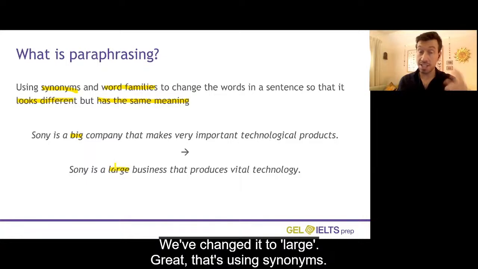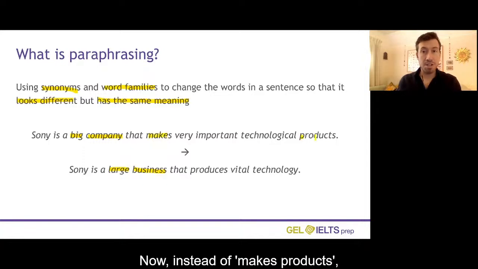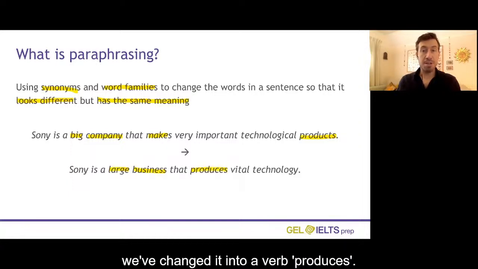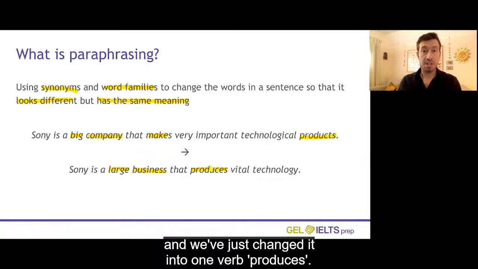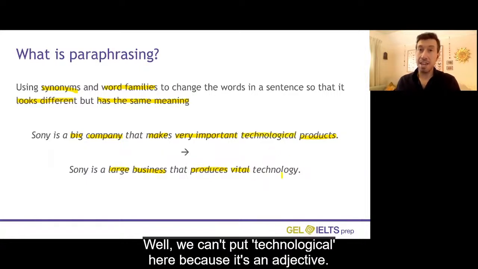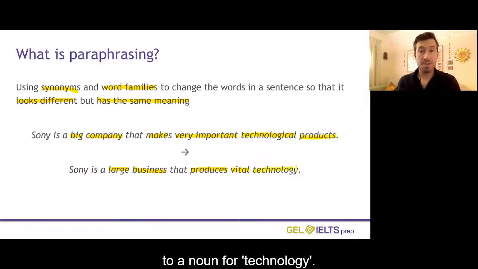Great. That's using synonyms. Company and business, as we saw before, they are synonyms. Now, instead of makes products, we've taken the noun products and we've moved it to the verb position. We've changed it into a verb, produces. So we've changed the verb-noun combination, make products, and we've just changed it into one verb, produces. Then we've got very important and vital is the synonym for that. And finally, technological. Well, we can't put technological here because it's an adjective. So we have to take technological and we need to change it to a noun for technology.